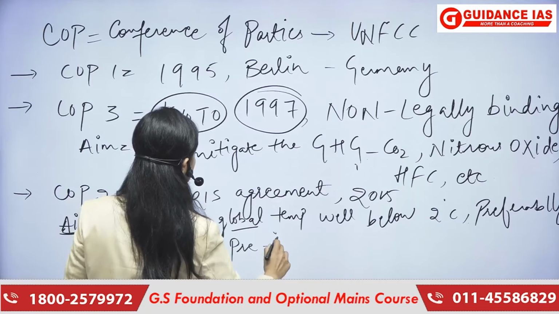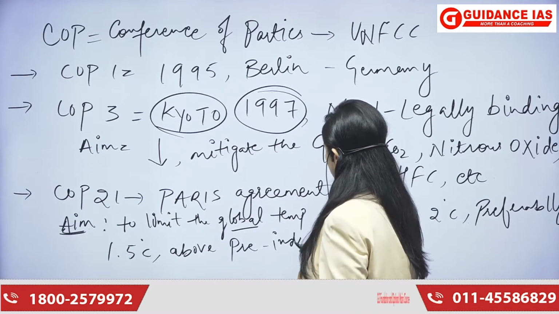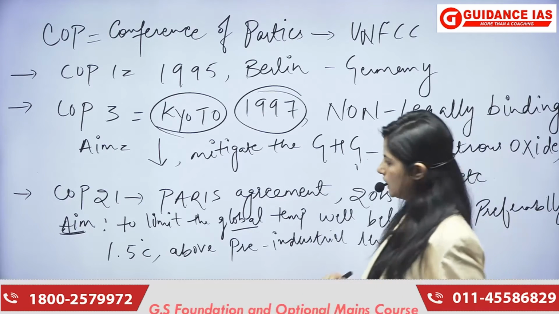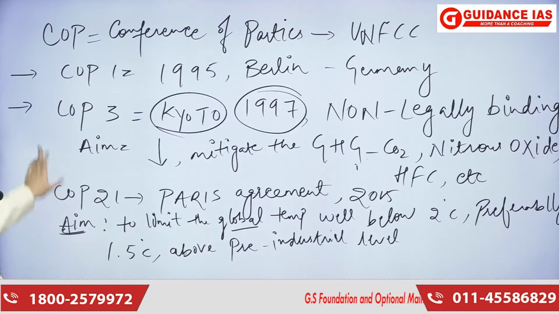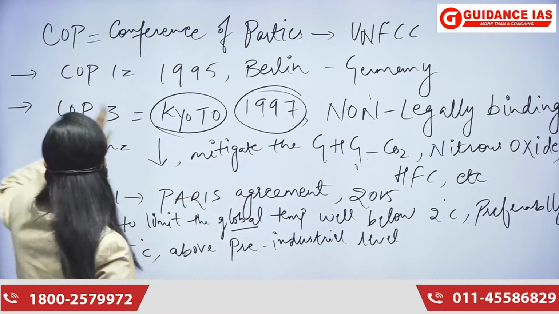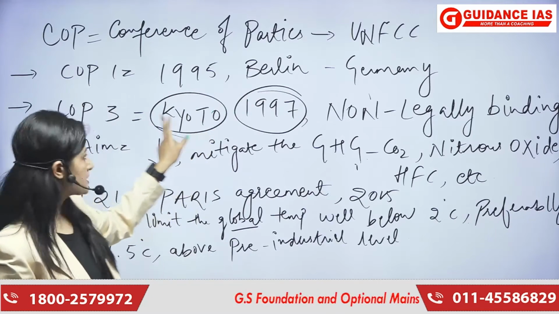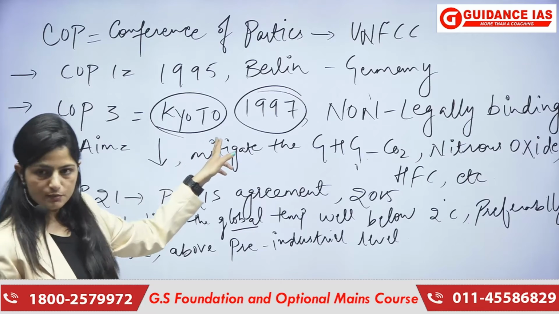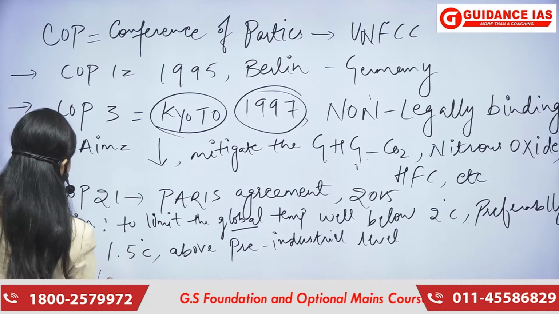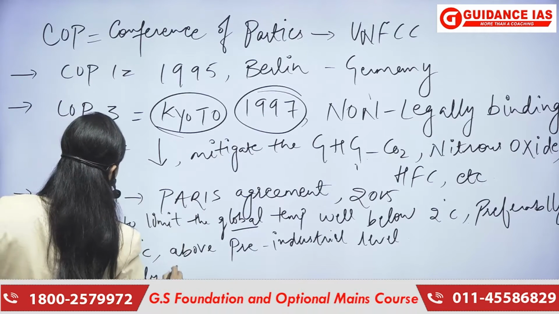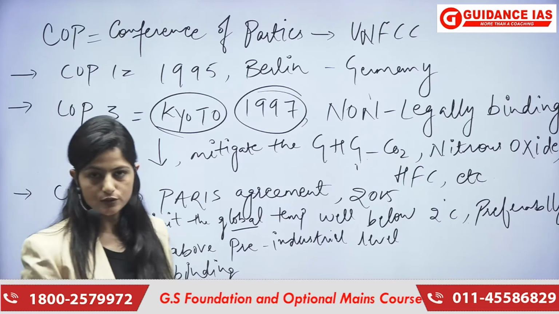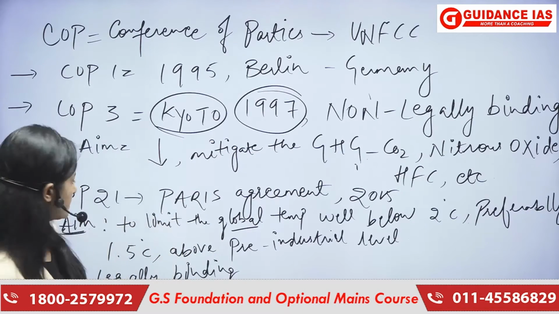This was the major target of the Paris Agreement, above pre-industrial level. I hope the series is clear to you. First, COP is the Conference of Parties, which is a framework under UNFCCC, the United Nations Framework Convention on Climate Change. Then COP1, held in Berlin, Germany in 1995. Then COP3, famously called the Kyoto Protocol, 1997, which is a non-legally binding treaty. This Paris Agreement is a legally binding treaty. Hence it becomes all the more important, because legally binding treaties or agreements are always important.